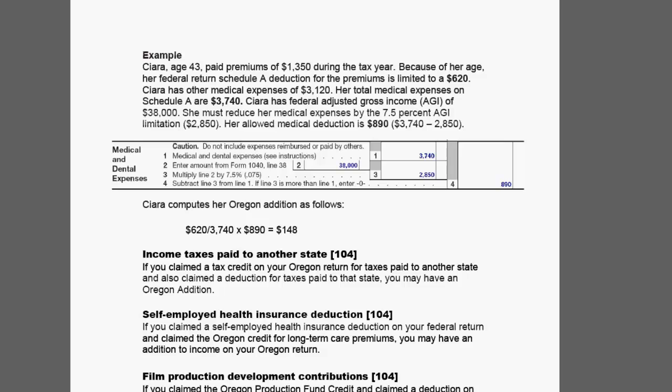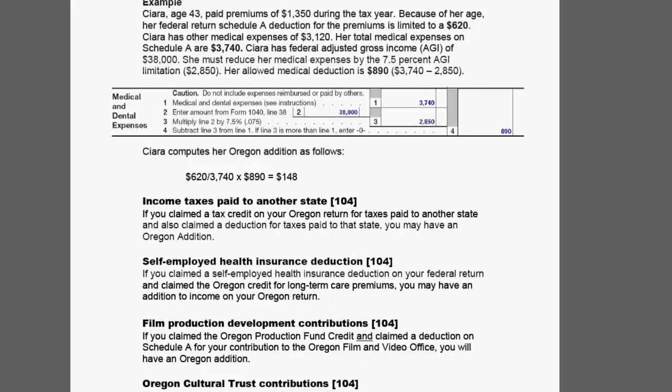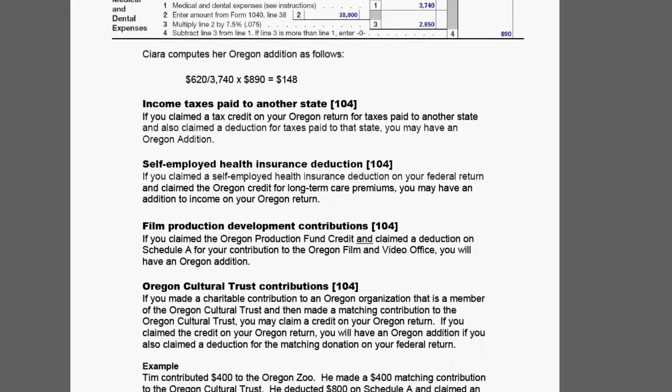Income tax paid to another state. If you claimed a tax credit on your Oregon return for taxes paid to another state and also claimed a deduction for the taxes paid to that state, you may have an Oregon addition. Now this can be an object of confusion for people. When you get to the Oregon Schedule A, you are allowed to claim a deduction on Schedule A for taxes paid to Oregon. You're also allowed to claim a deduction on Schedule A for taxes paid to other states.